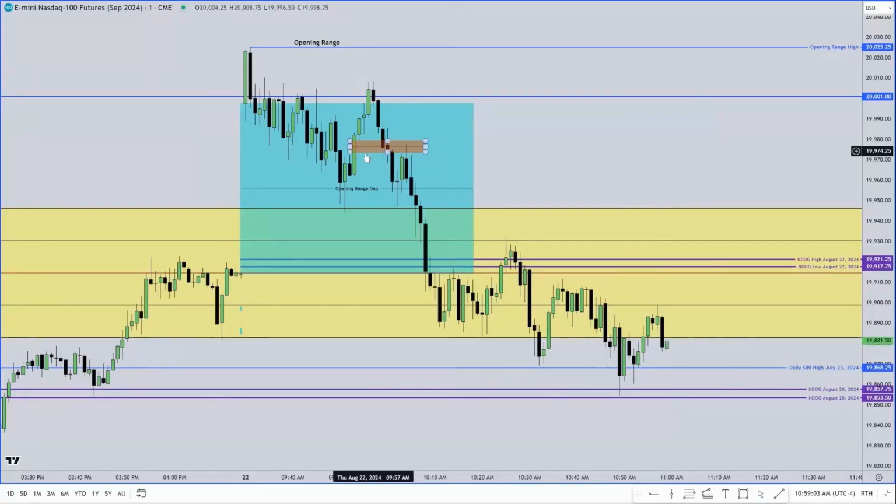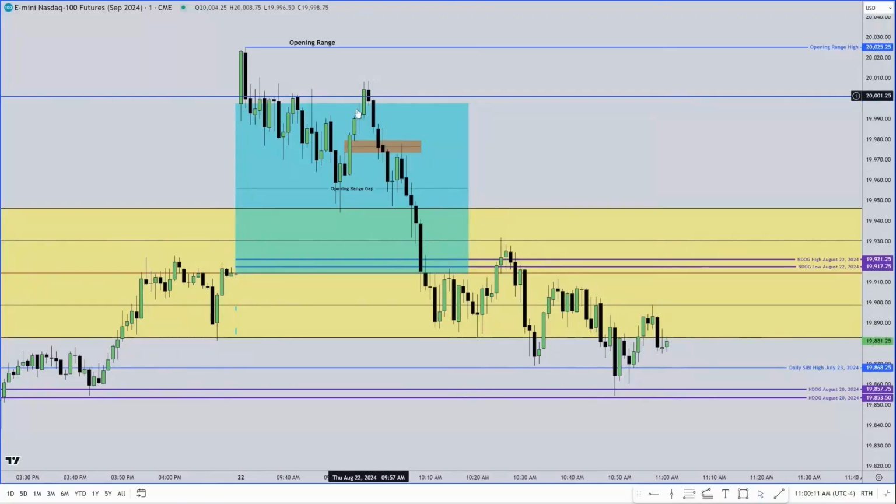At what price? He will use this candle's high, 19,973.75 minus one tick. That would be what? 19,973.5. That means all it has to do is book that high. The rejection block, we trade above that. We did get the midpoint of the gap.